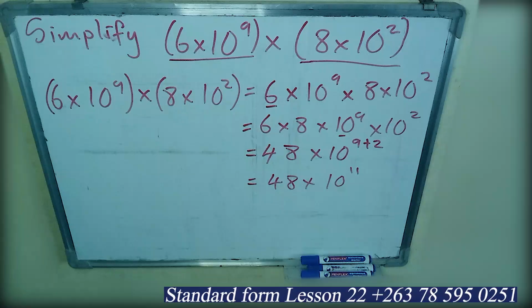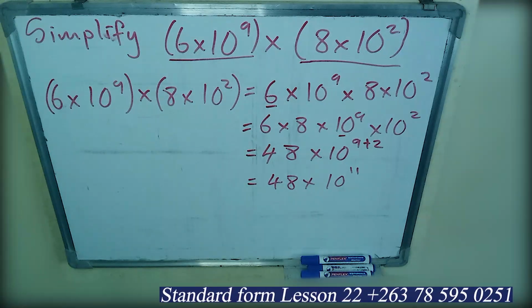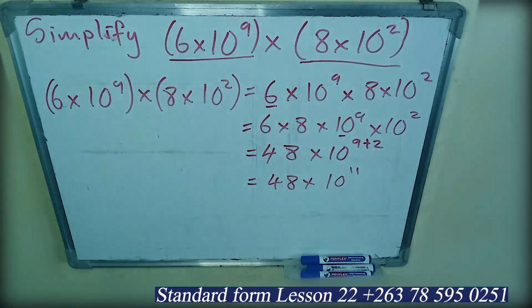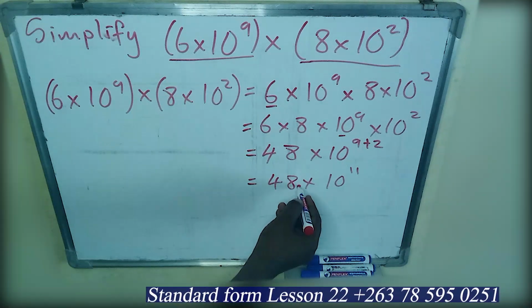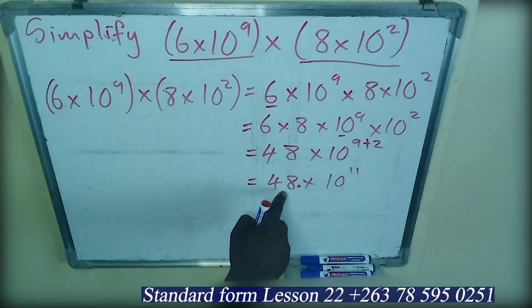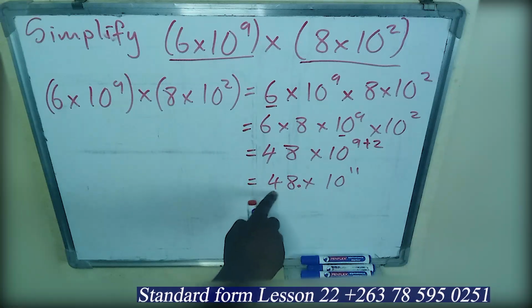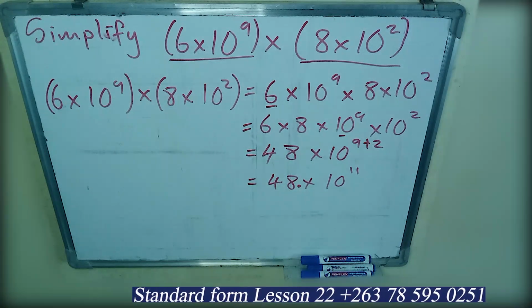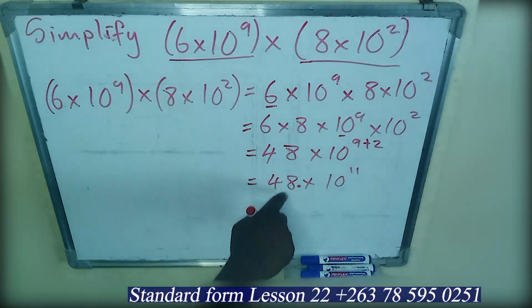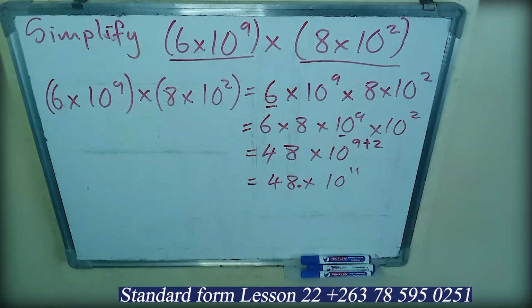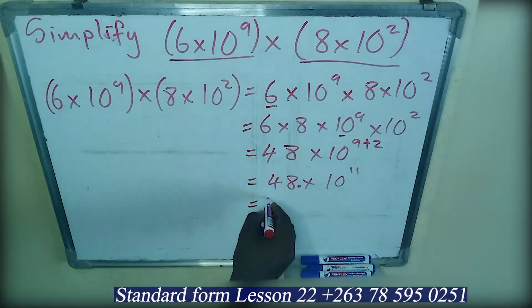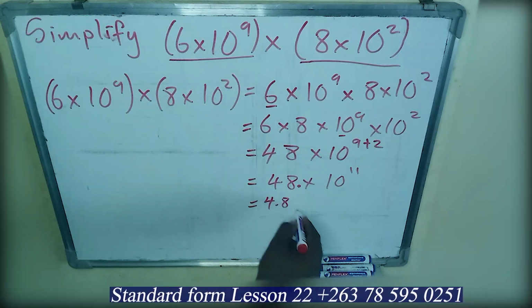But this answer is not the correct answer because it is not in standard form. Because this number 48, the decimal point is here, we need to shift it to after the first number, which is 4, a non-zero number. So the comma should move. We need to change the 48 to standard form. 48 in standard form is now 4,8.